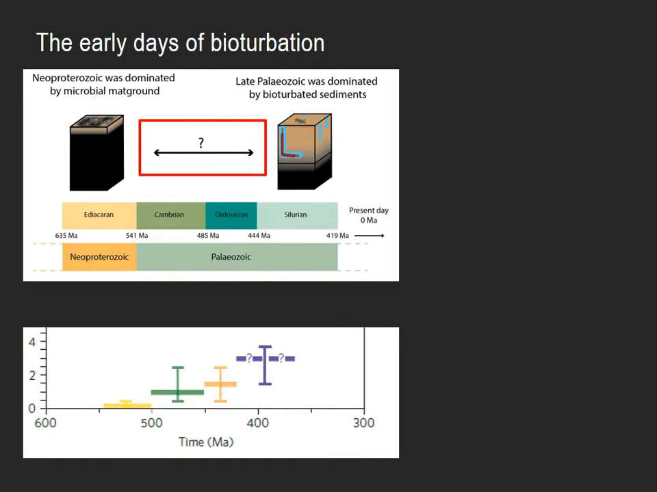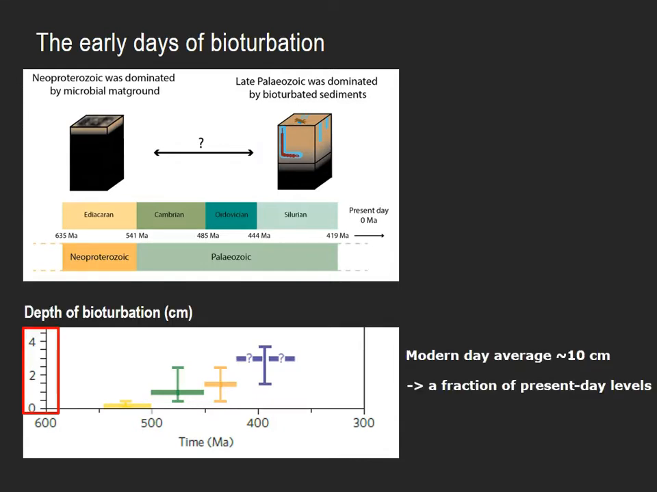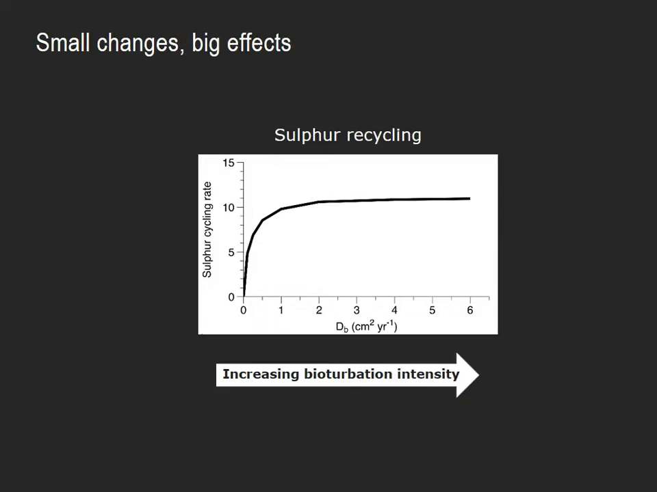Now, studies have shown that the evolution of the intensity and the depth of bioturbation has occurred very gradually, with depths only a fraction of what it is today, the average today being 10 centimeters. However, when you look at diagenetic modeling, what you see is that the main geochemical impact occurs when we go from no bioturbation to a very little bioturbation, which means that those very small depths at the beginning of the Cambrian actually had a very large impact on the geochemistry.